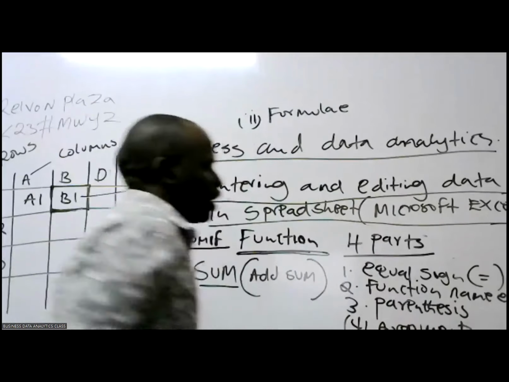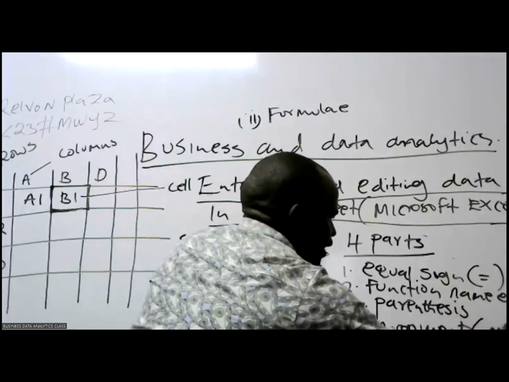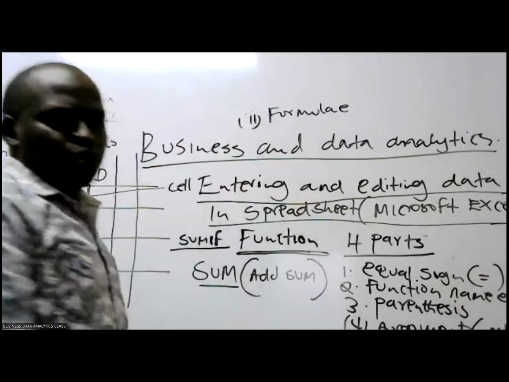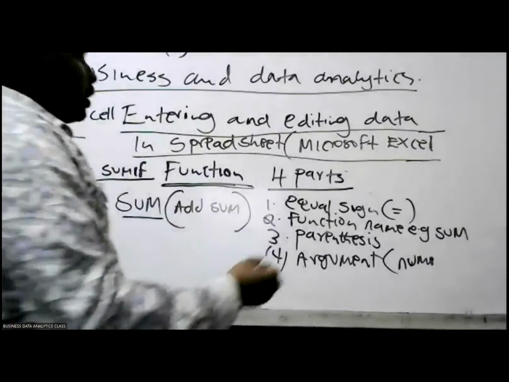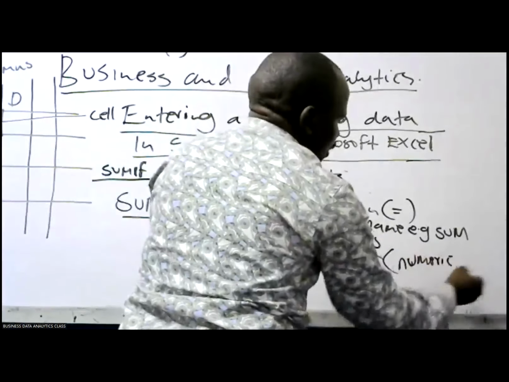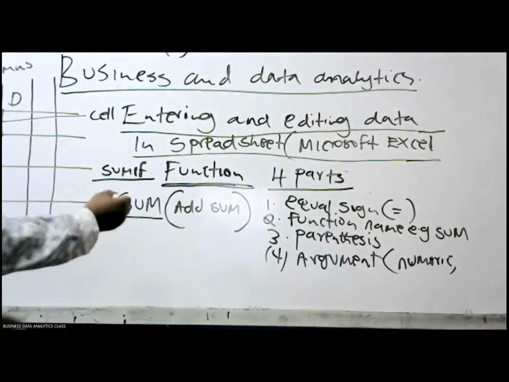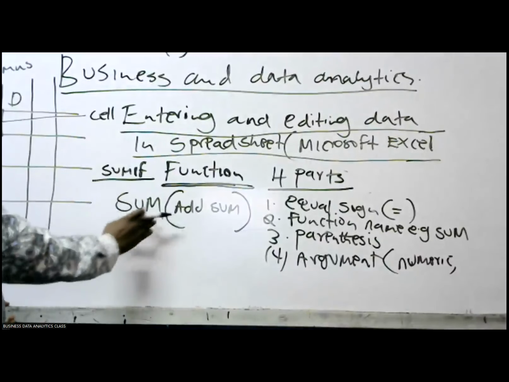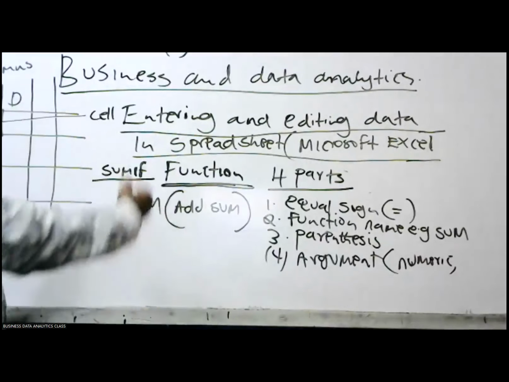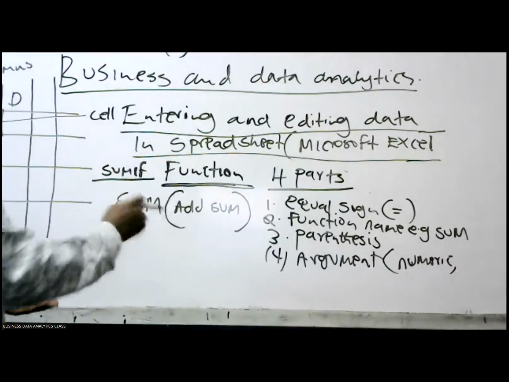We have the argument, and this argument can be numeric. So numeric means, for example, if you use sum, you are telling Excel to add some range of numbers depending on your selection. So that is a numeric.